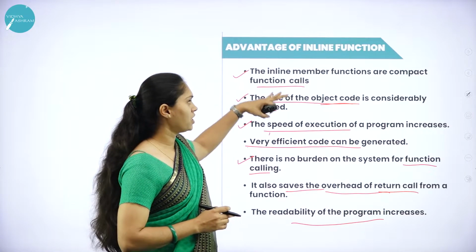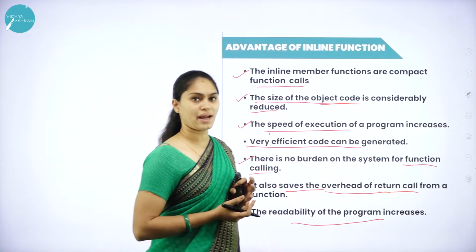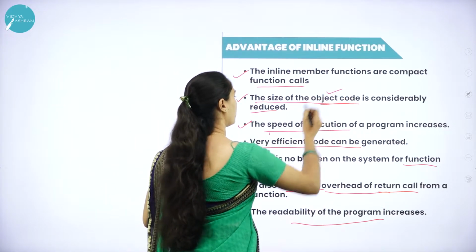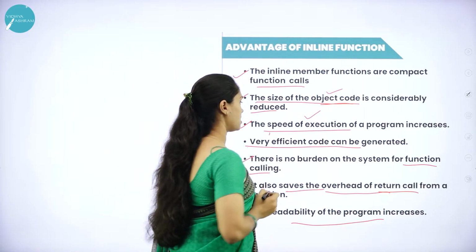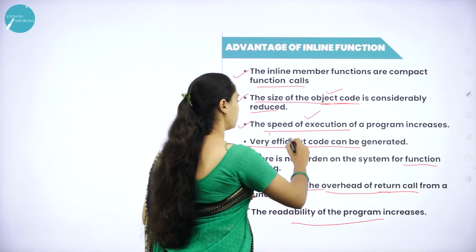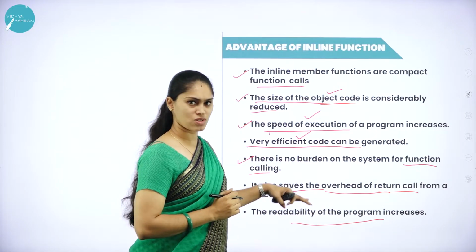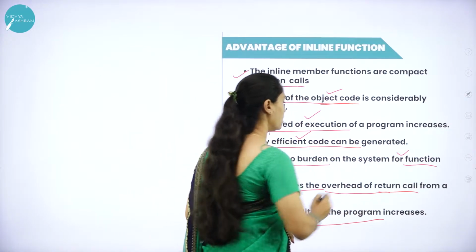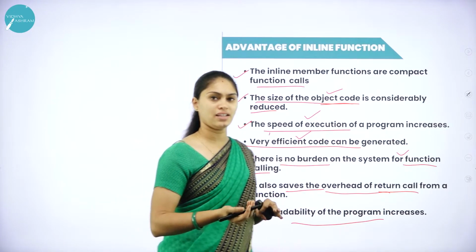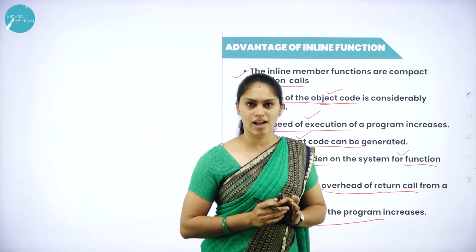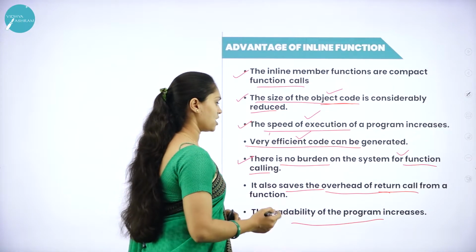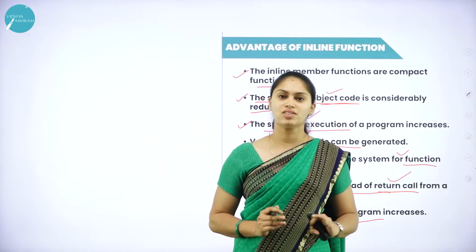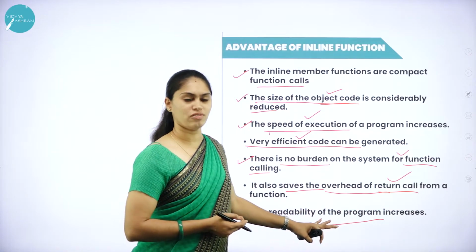First, inline functions provide a compact line of code and compact function call, and the size of the object code is reduced, and it also increases the speed of execution of a program. We can generate efficient code by making use of inline functions, and there is no burden on the system call for function calling. If I am not calling, there is no need of sending the return value back to the function, so it also saves the overhead on the return call from a function, and by making use of this inline function, I can increase the readability of a program.